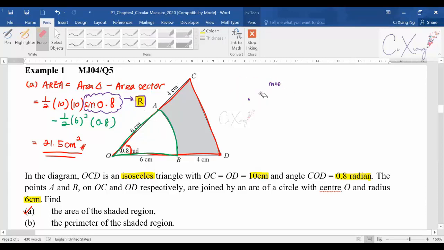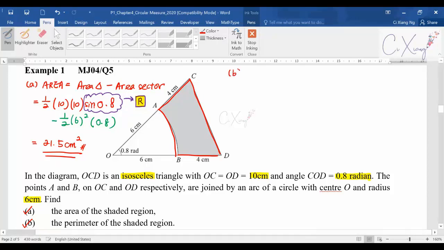Alright, okay, then now let's continue to part number B. So for part number B, what do we have here? They ask you to calculate the perimeter of the shaded region. If I want to calculate the perimeter for the shaded region, you will see that I need the length for CD, I need the length for AB, and then AC I have already, which is 4 cm, BD which is 4 cm also. So I need to calculate AB and CD first before I can get the final answer.